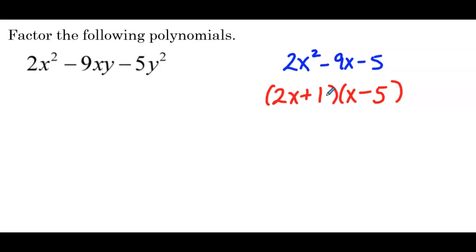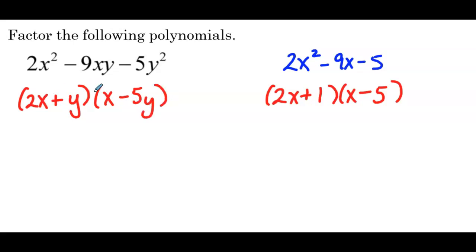Okay, so how do I make the adjustment when now I have y and a y squared in our trinomial? So all that's going to change, instead of 2x plus 1, it's going to be 2x plus y. And then instead of x minus 5, x minus 5y. And if we distribute, we'd get negative 10xy plus xy, which is minus 9xy. And then y times negative 5y is negative 5y squared.